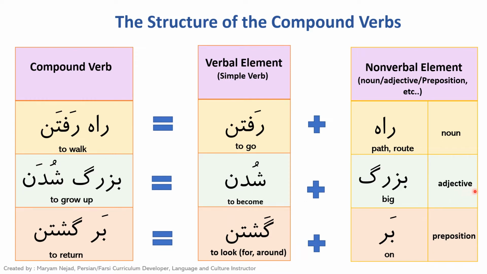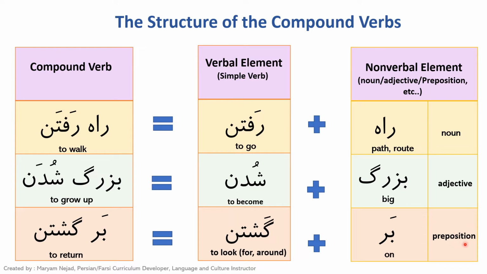Another example, we have the adjective بزرگ. بزرگ means big. And then we have the simple verb شدن. شدن means to become. So these two, when they are next to each other as a compound verb, بزرگ شدن, it means to grow up. Literally, it means to become big, so to grow up.